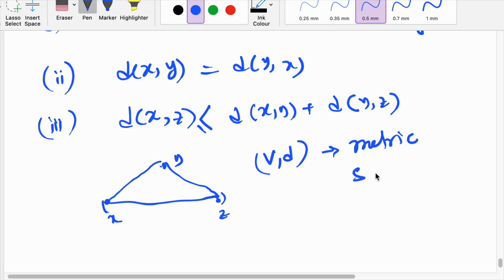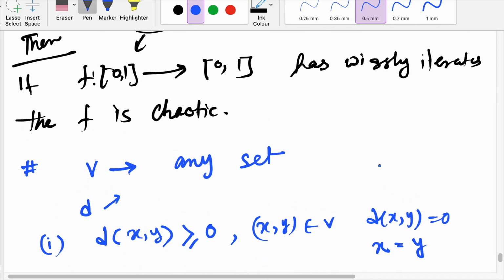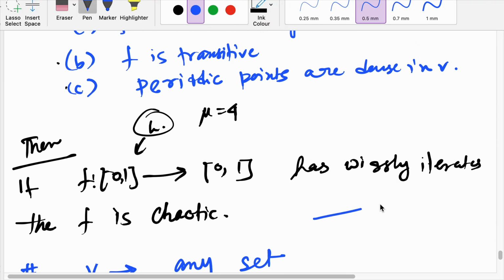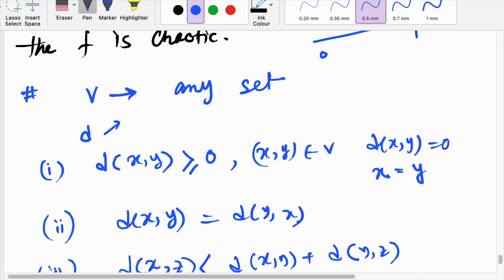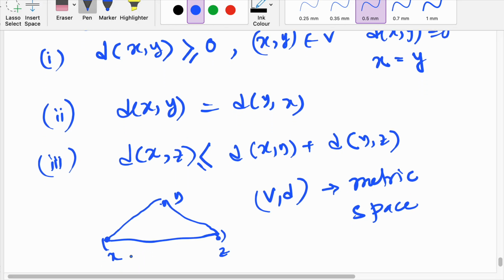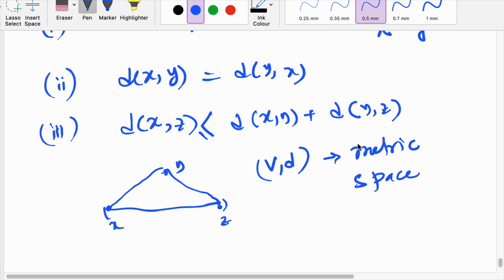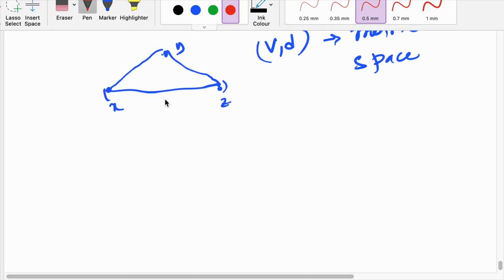So this is quite mathematical, so don't worry about it. I just let you know that for any interval, previously we were saying that this interval is the real line interval from 0 to 1. Now it does not necessarily have to be 0 to 1. For any set, if I define a function and that function satisfies this condition of the distance, then we call (V, D) a metric space, and we can actually find the chaos in this metric space.